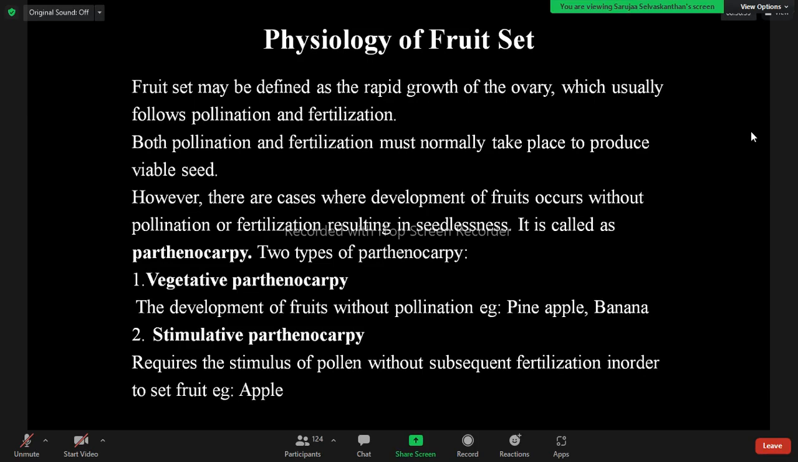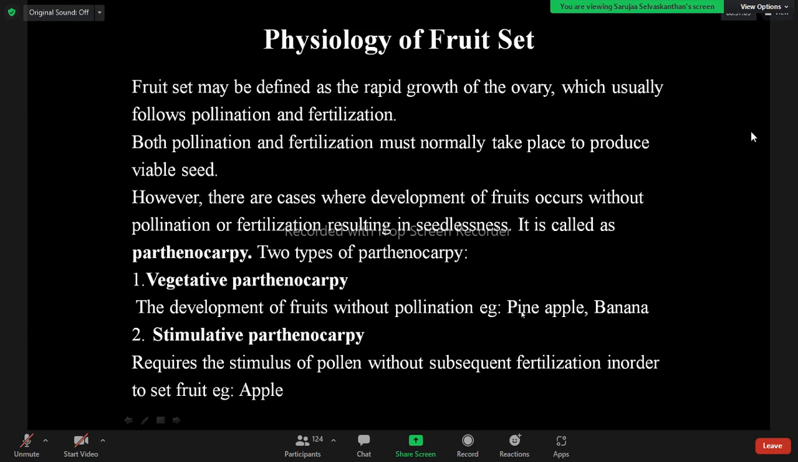Vegetative parthenocarpy means there is no pollination. Pollen is not required as a stimulus for the fruit development. Development takes place without pollination. But in stimulative parthenocarpy, stimulative means there should be a stimulus for the fruit set. That is pollen here. Understand? So here there is no fertilization.